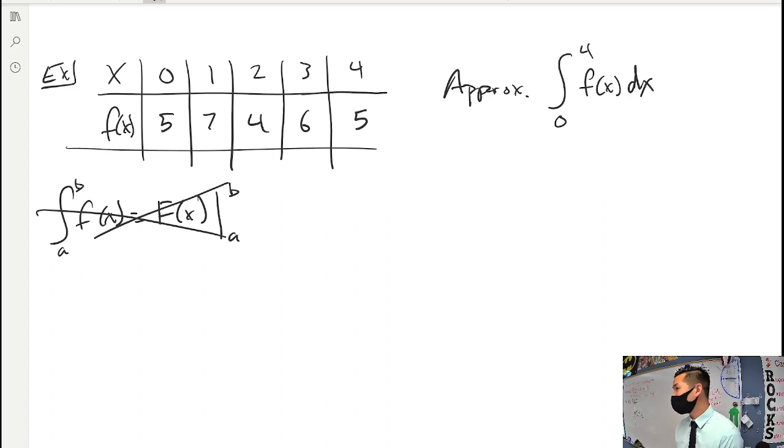So we're going to approximate this answer by either using LRAM, RRAM, or MRAM, but for today's lesson, let's do it using TRAM.